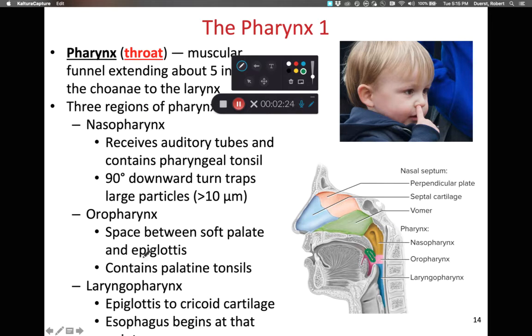And then after our oropharynx, we have the laryngopharynx, the part of the pharynx right next to the larynx, hence the name laryngopharynx, the larynx pharynx. The laryngopharynx goes from the superior margin of the elevated epiglottis all the way down to the opening of the esophagus. And this is our laryngopharynx, the last region in the back of our throat.